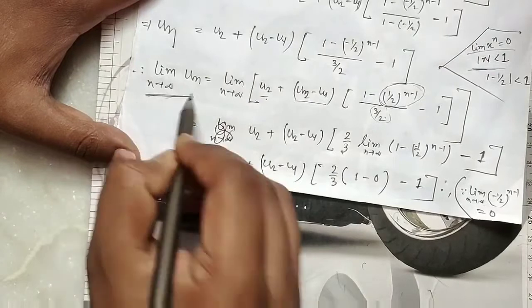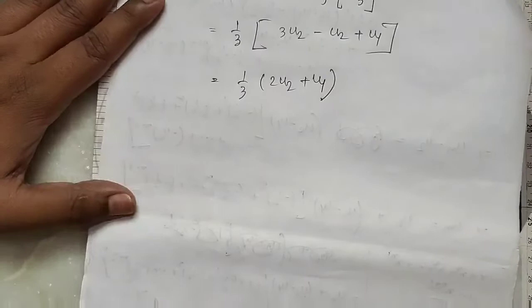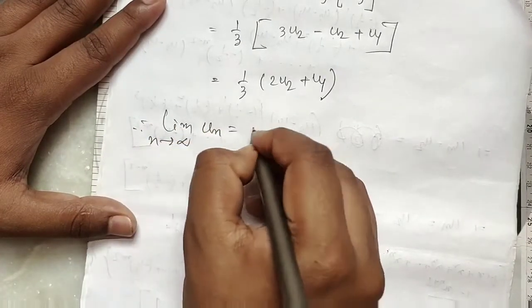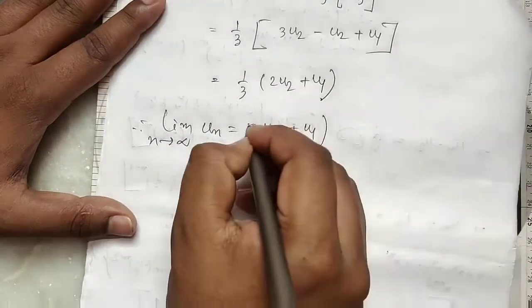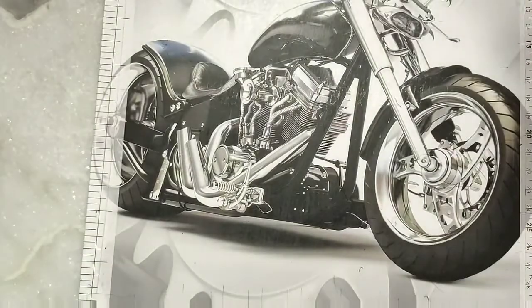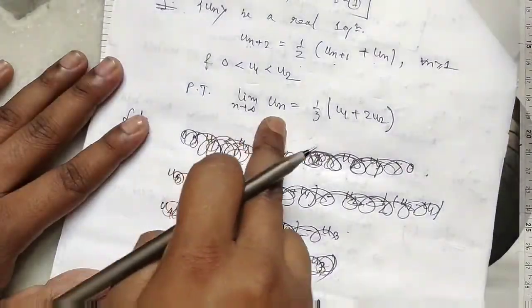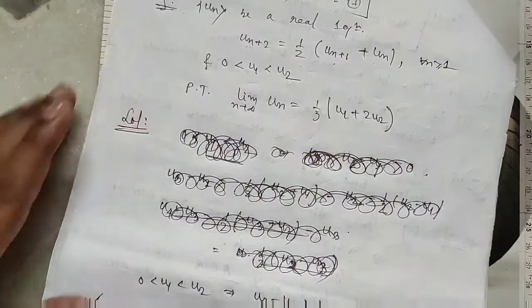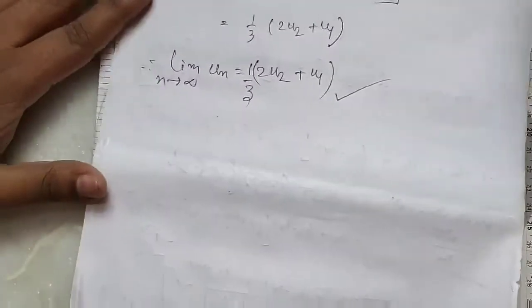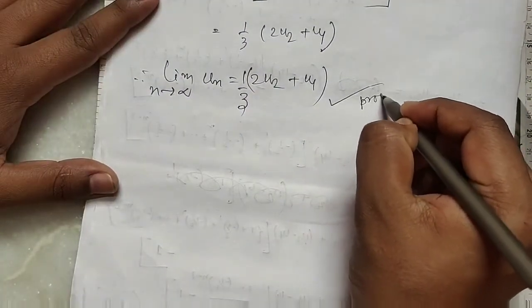So limit n tends to infinity un equals 1 by 3 into (2u2 plus u1). Therefore limit n tends to infinity un equals (2u2 plus u1) by 3. Okay, so this is proved. Limit un equals 1 by 3 (u1 plus 2u2), proved. Okay, this is proved.